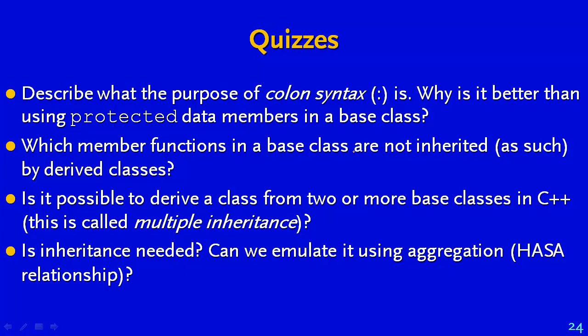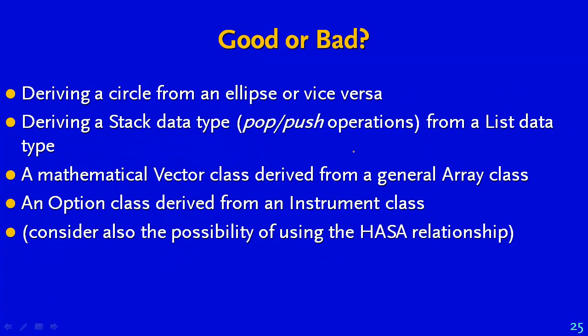Which member functions which are defined in the base class are not inherited as such by derived classes, or only partially? Is it possible to derive a class from two or more base classes in C++? It's a bit of a research question. It's called multiple inheritance. Is inheritance needed? If I want to reuse the functions and code of a class, why not just embed the class in a new class and use aggregation, the has-a relationship?